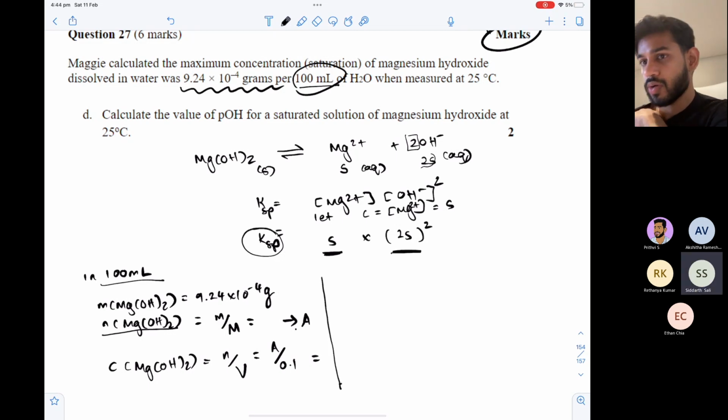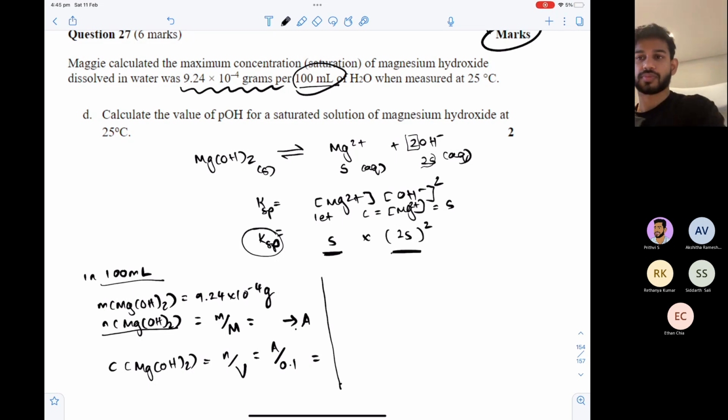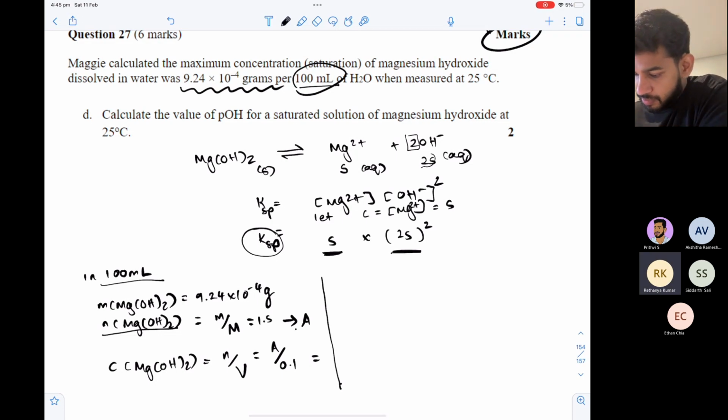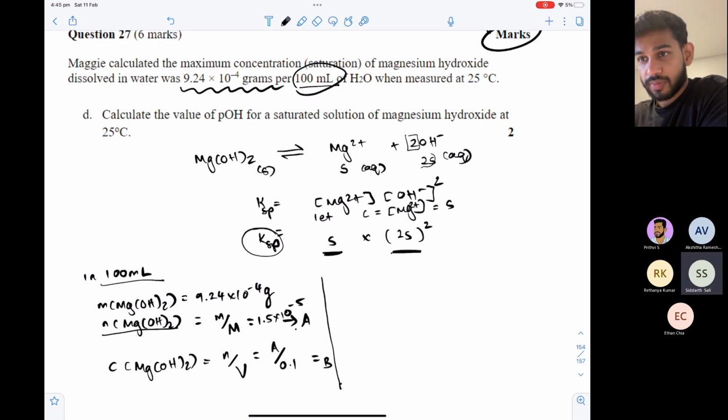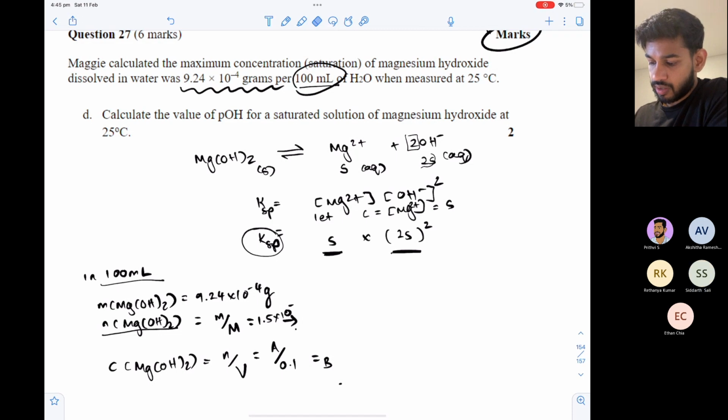Ritanya? What's your answer for A? It's 1.5 times 10 to the power of negative 5. Okay, good. So then A divided by 0.1, whatever that is, it's stored as B. Yeah, the divided by 0.1. Yes, that B is 1.5 times 10 to the power -4.